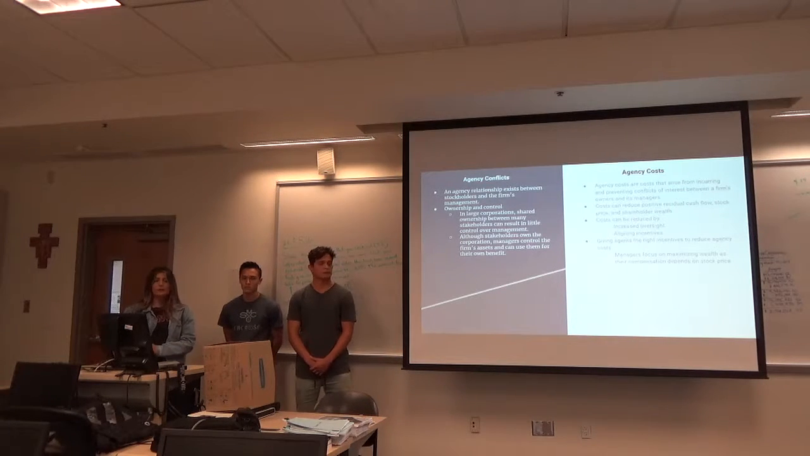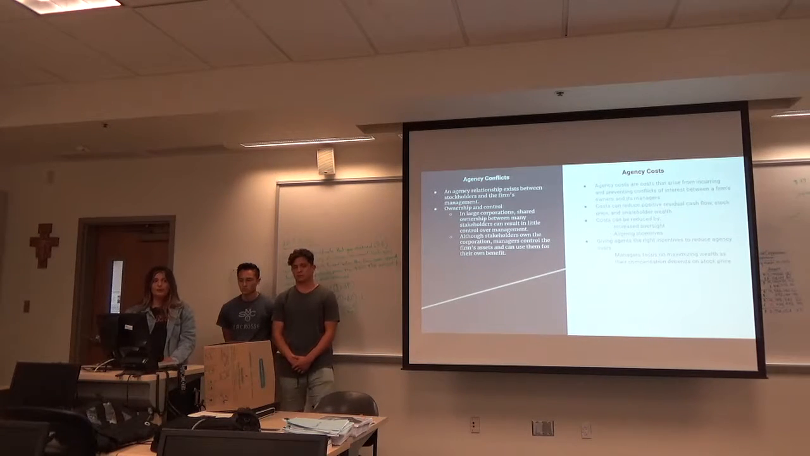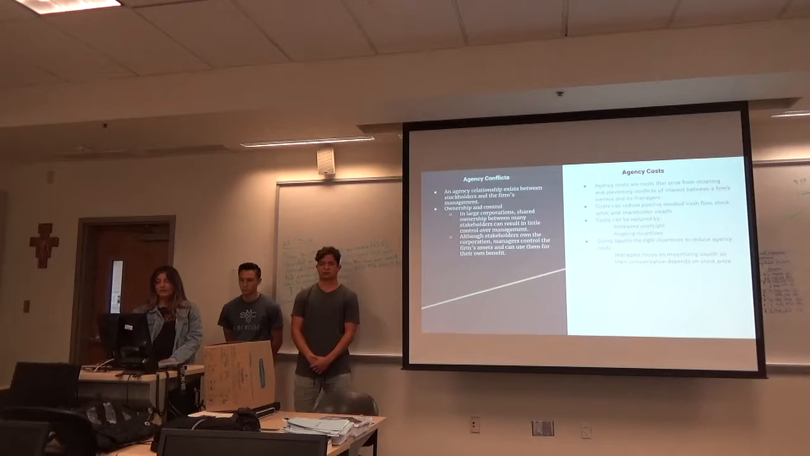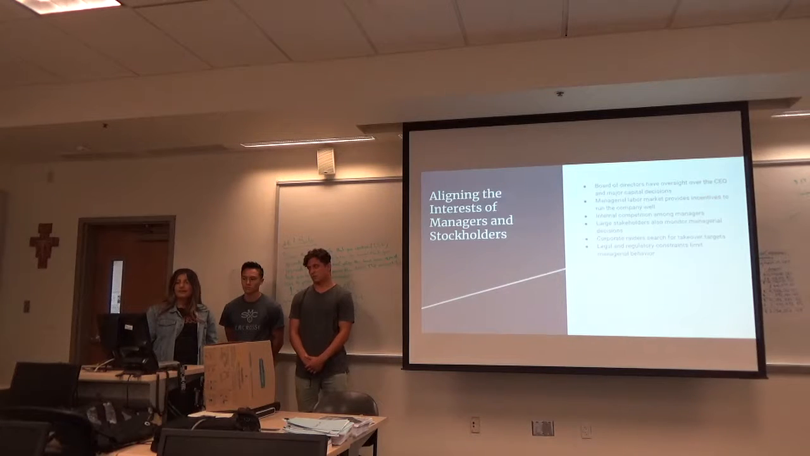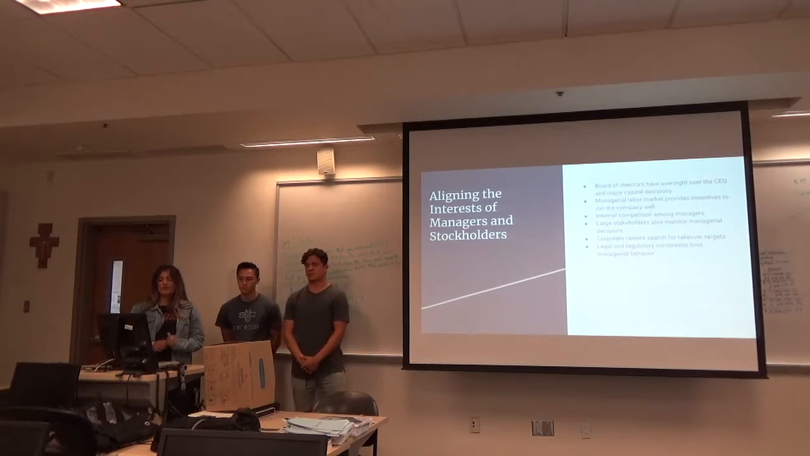Some ways that they can be reduced is increased oversight and aligning incentives. So if stakeholders are watching over the managers more, and controlling them a little bit more, then they would have a better alignment there. And then giving agents the right incentives to reduce agency costs, managers can focus on maximizing wealth as their compensation depends on their stock price. And then aligning the interests of managers and stakeholders.